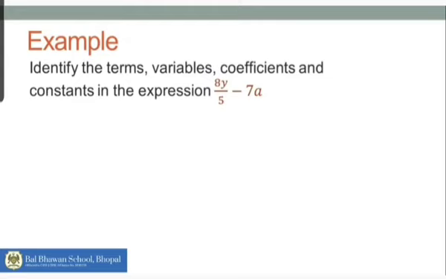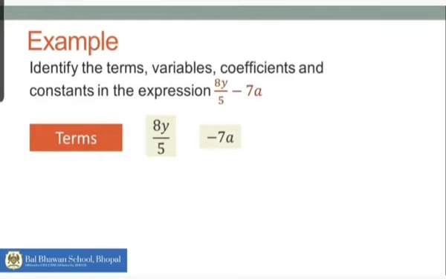Let us take another example. Identify the terms, variables, coefficient and constant in the given expression. Children, the expression given over here is 8y/5 - 7a. So here one separator is there, which is subtraction. So my terms are 8y/5 and another term is -7a because it is a negative term.